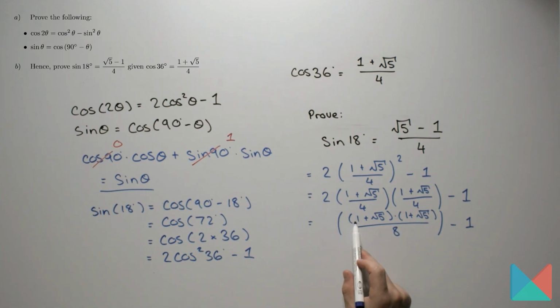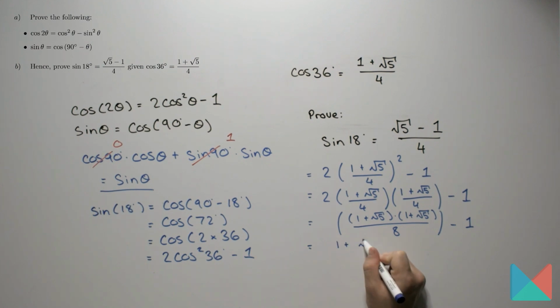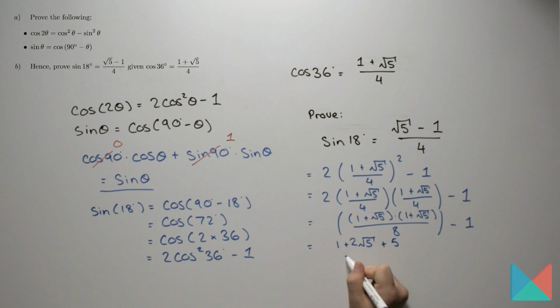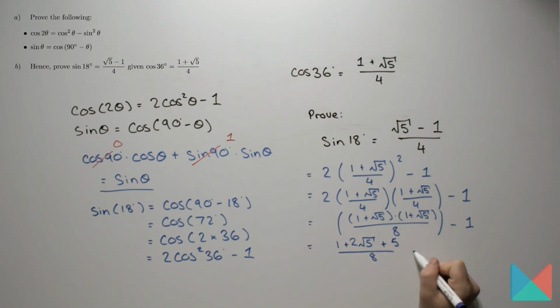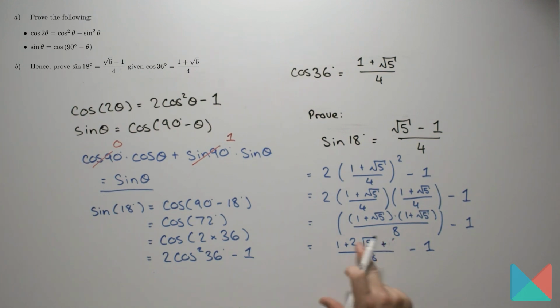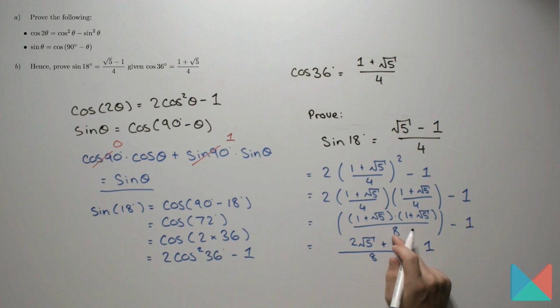And let's use crab claw to expand out the top of our fraction. And we will get, well, 1 times 1 is going to be 1. 1 times the square root of 5 is going to be square root of 5, plus the square root of 5 times 1 gives us another square root of 5. And we have the square root of 5 times the square root of 5, which is going to be the square root of 5 squared, and the square roots cancel out, so we get plus 5. And we're dividing by 8. Subtract 1. And notice here we have a 1 plus 5, so this is going to give us a 6.